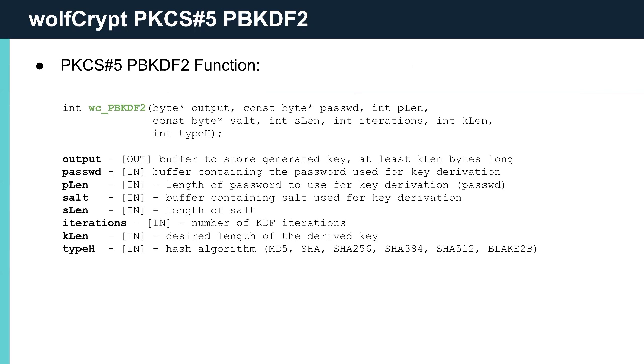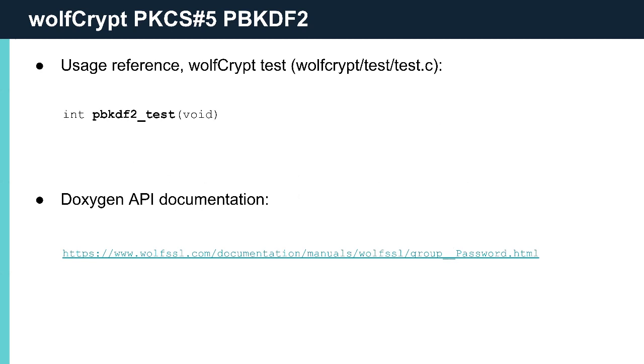Very similar arguments to what you saw in the last API: output for the key generated, a password coming in of length plen, a salt coming in of slen, iterations for the KDF, the key length you desire to output, and the hash algorithm to use internally. PBKDF2_test is in test.c with Doxygen APIs.